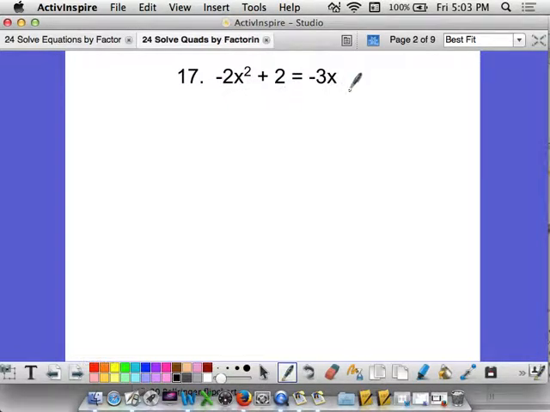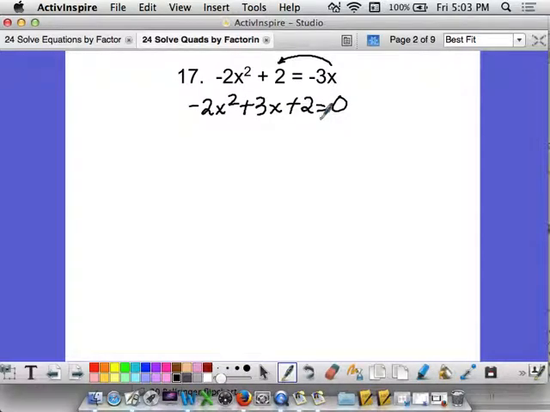I want to look at this problem, set it equal to 0. Well, I need to bring this negative 3x over. If it's negative on the right, it's positive on the left side of this equal sign right here. It also needs to go in the middle because I'm putting this in decreasing power. So I have negative 2x squared plus 3x plus 2 is equal to 0. All I did was bring this over, change its sign, and put it in decreasing power.